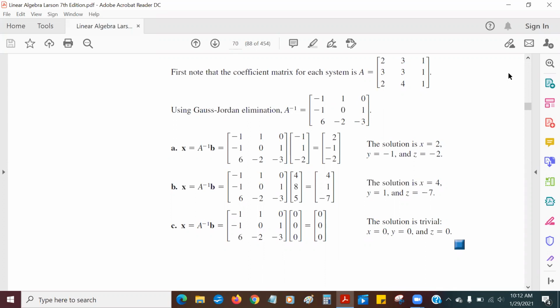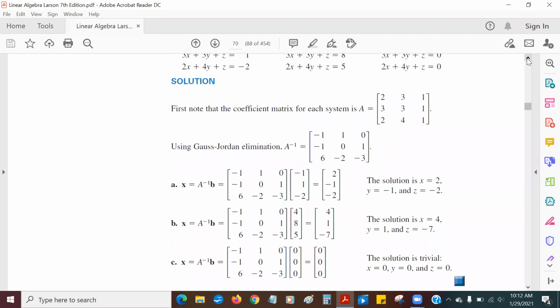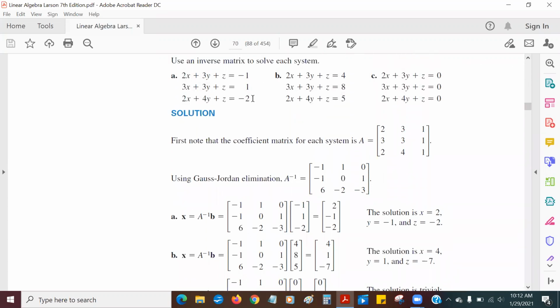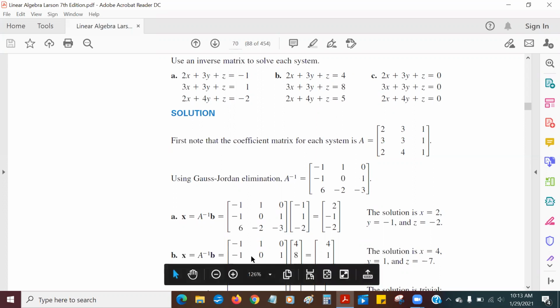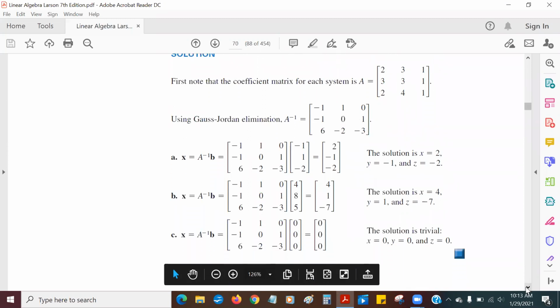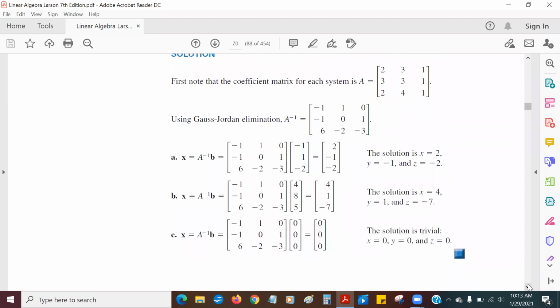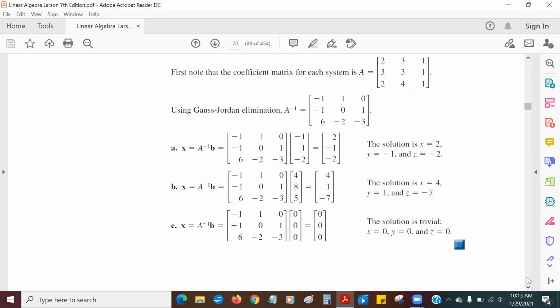So for the first problem, let me just show you here. The first problem, where the constants were -1, 1, -2, I just take this A inverse matrix, multiply it here, and I get these numbers right there, pow. And it's super simple, amazing. And here, I take the constants 4, 8, 5, multiply that by the inverse matrix that we had, and I get those answers. It's a very, very straightforward, simple process of solving systems of linear equations: multiplying by the inverse matrix.